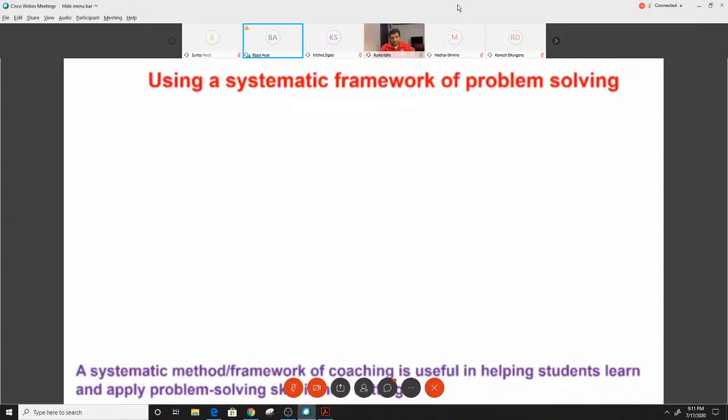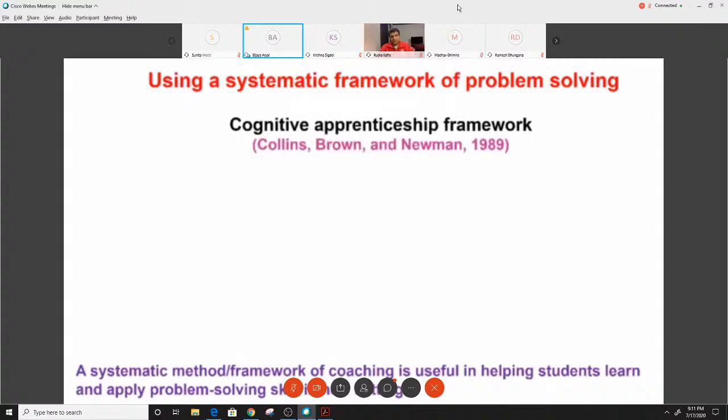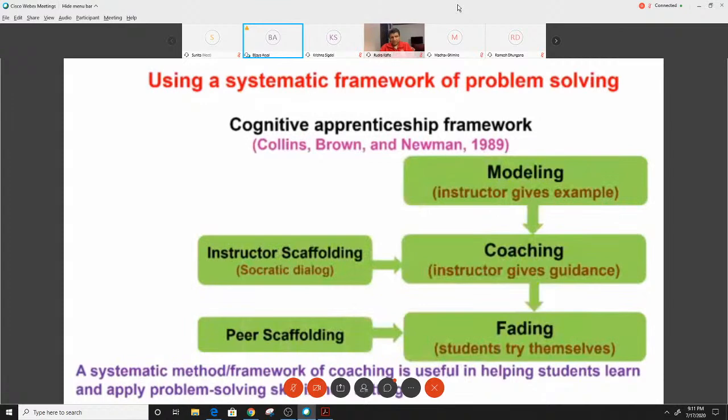So I'm going to provide you the framework that has been used for a while, not only in physics, but in various disciplines. That framework is called the cognitive apprenticeship model. In this model, it starts with modeling, coaching, fading. Modeling means we provide an example, and then comes coaching, where students have to do it on their own, but they will get some guidance. Just like when we're teaching people how to swim, they have to go in the swimming pool and we can train them while they are swimming.